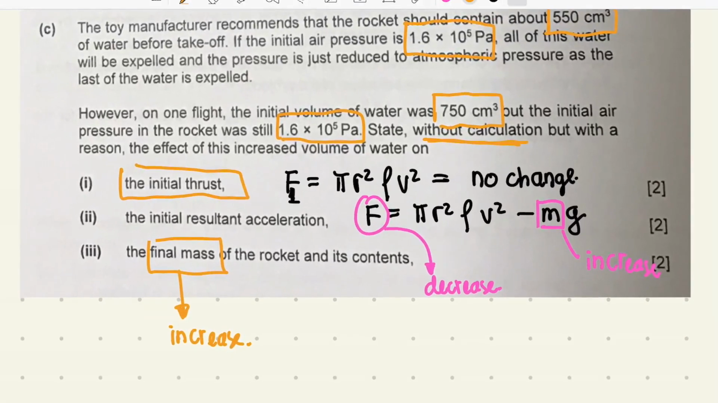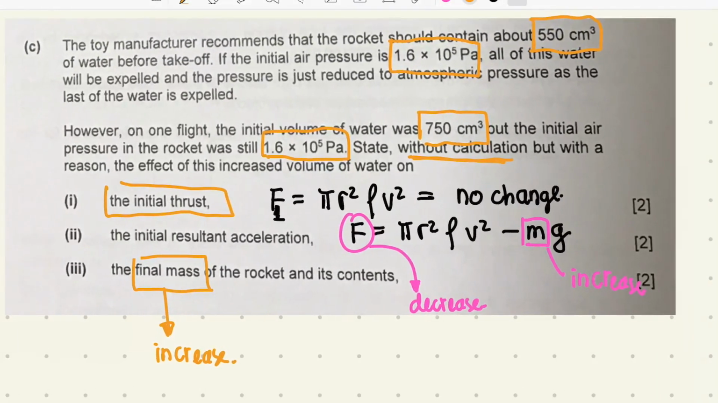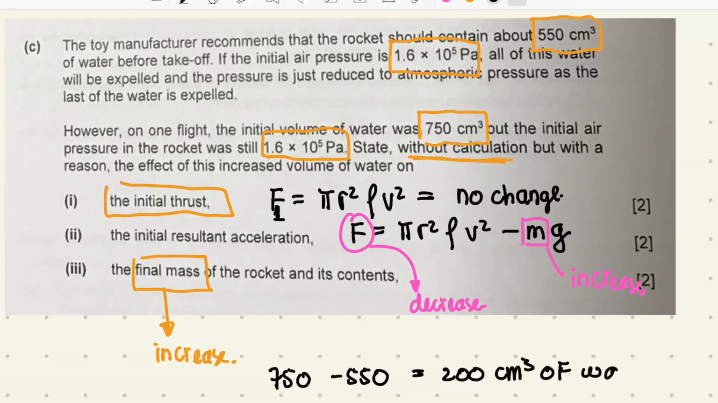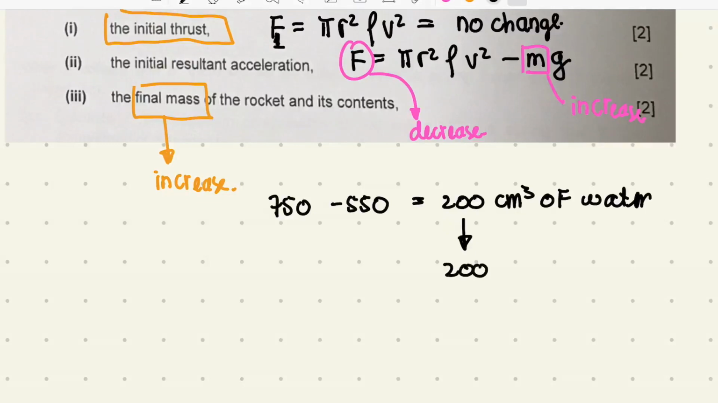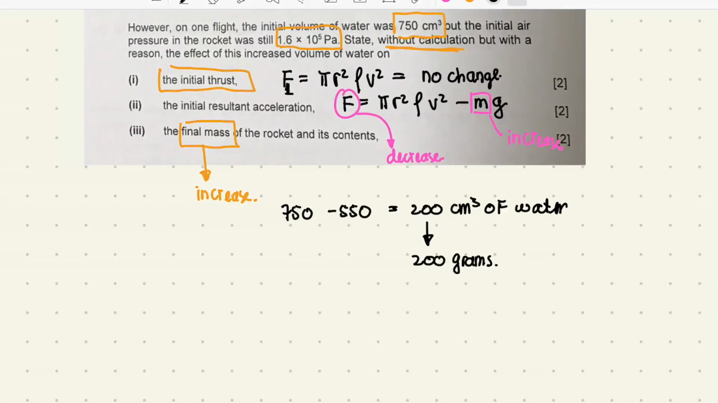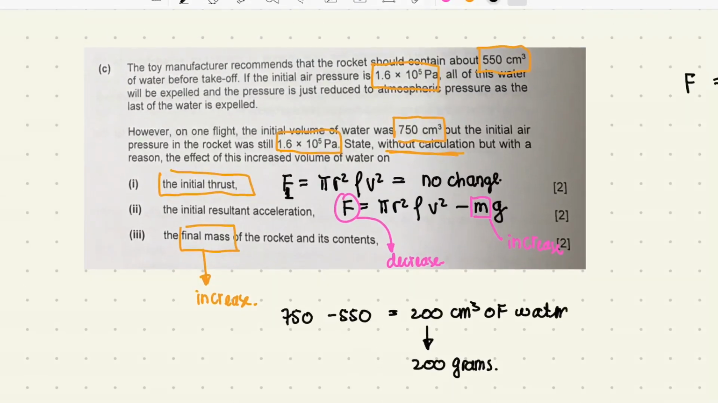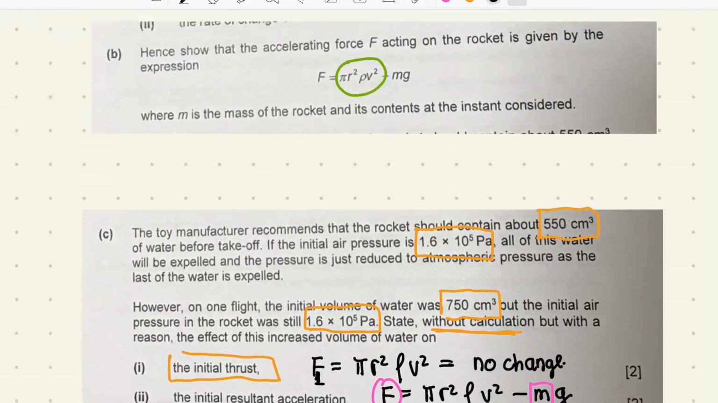Very simple explanation. Because at the end, after the pressure becomes atmospheric, there is still extra. How much is that? 750 minus 550. There is still an extra 200 cm cube of water, which is around 200 gram of water. So it's a theoretical question, and you get a good mark. It's 6 marks.